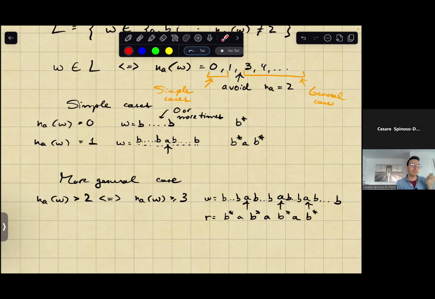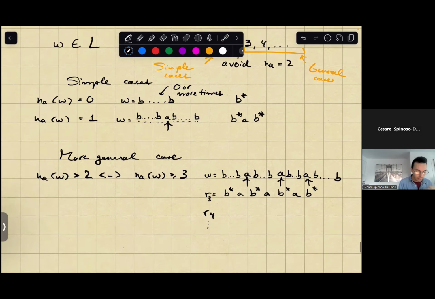So that's not quite what you want to do, right? You don't want to say, okay, this is R3, and then do the same thing for R4 and so on, because that would just create an infinite regular expression, and regular expressions have to be finite. They have to have a finite number of symbols.